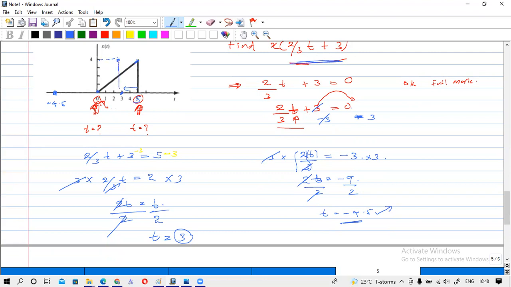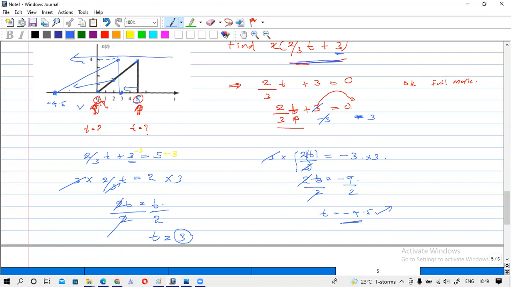Okay. Now our signal looks like this. What happened? It is 3. That means it is shifted this way. And it is 2 by 3. That means it is expanded. It is shifted here and it is expanded. So we will get expanding.